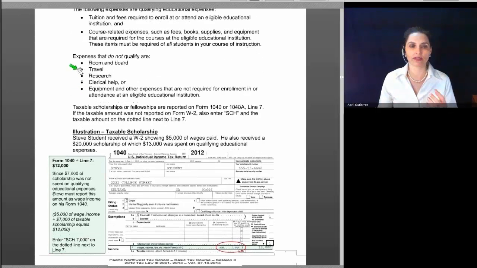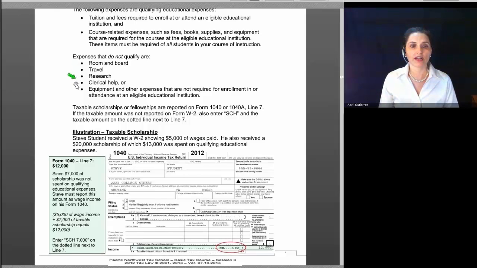Scholarship amounts that are spent on non-qualifying expenses are taxable, and examples of non-qualifying expenses include room and board, travel, research, clerical help, or equipment and other expenses that are not required for enrollment in or attendance at the eligible educational institution.